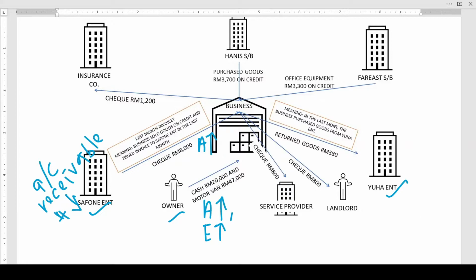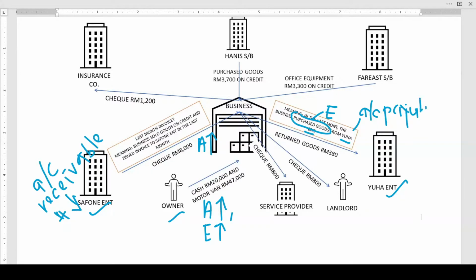At that time we recorded an increase in our expense. Purchase of goods is an expense account. In the previous month we recorded an increase in expense because we purchased goods from Yuha. Assuming we purchased on credit, because it is not stated, when we purchase on credit from Yuha Enterprise, we are going to create an account payable for Yuha Enterprise.